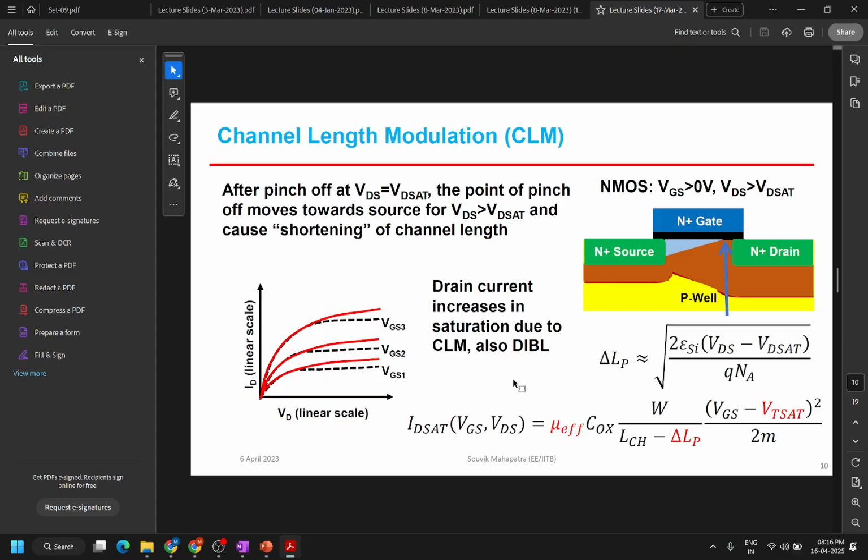So you don't want your current to be high. Even at the off state, you want your current to be low. At the on state also you want your current to be low. But there should be enough separation between your off state and on state.